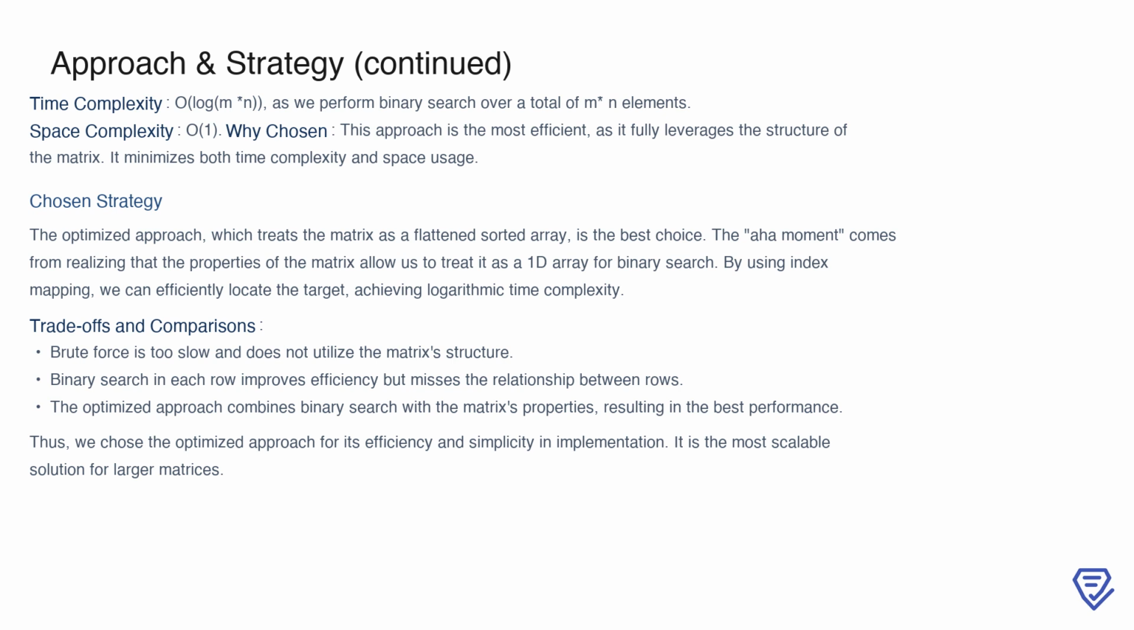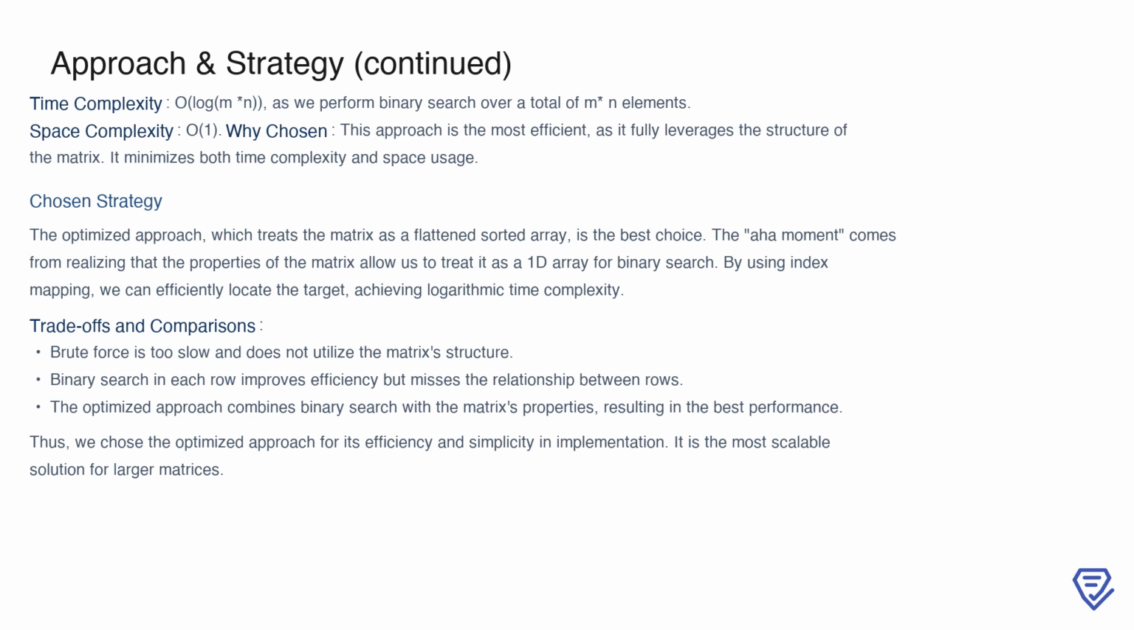The key insight here is to map any index in this hypothetical 1D array to the corresponding 2D index in the matrix. Using the formulas row equals mid / n and col equals mid % n, we can directly access the element at the mapped position. The algorithm involves performing binary search over the range from 0 to m*n-1, where m is the number of rows and n is the number of columns.